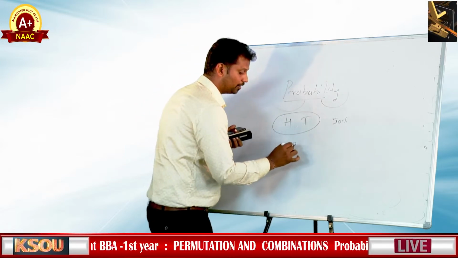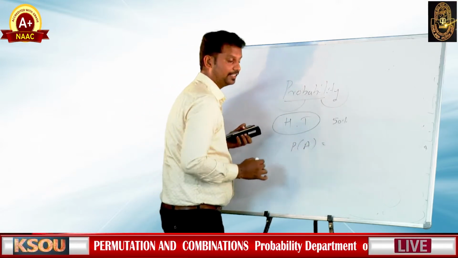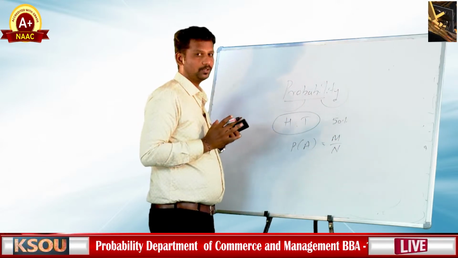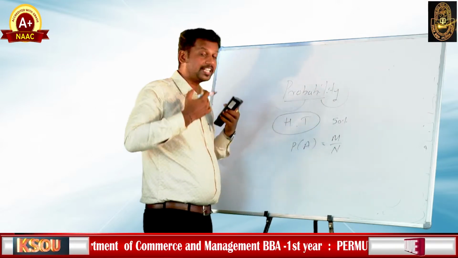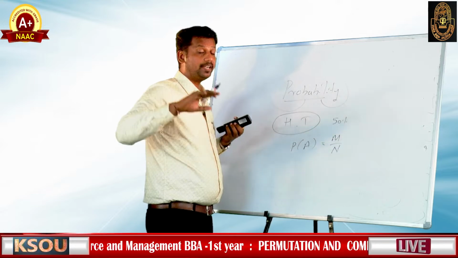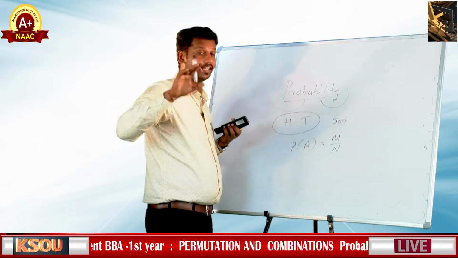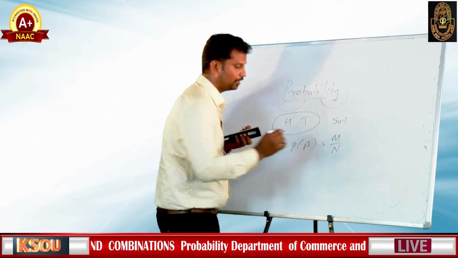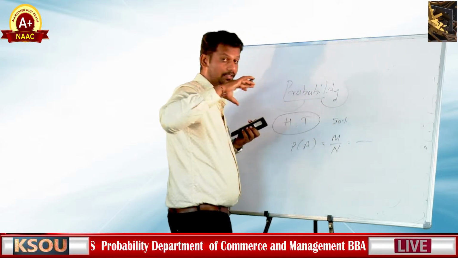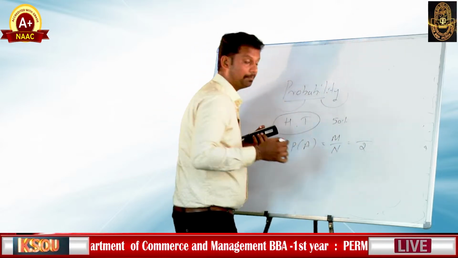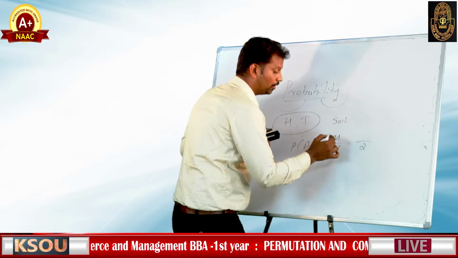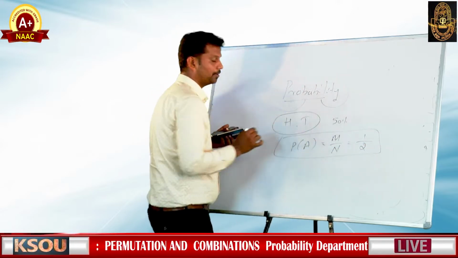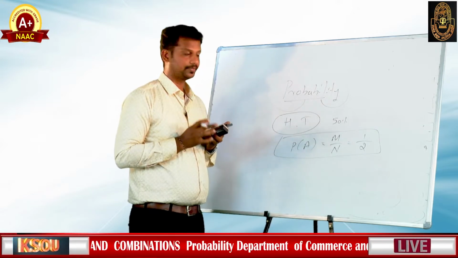The probability formula: probability of A equals m divided by n. The n means total chances. M is favorable. What is my expectation? My expectation is head. The coin will be either head or tail, those are the possibilities, but what we expected is head. So the total chances, all the possibilities, will be 2. My favorable is only for head. That is called probability. Clear?